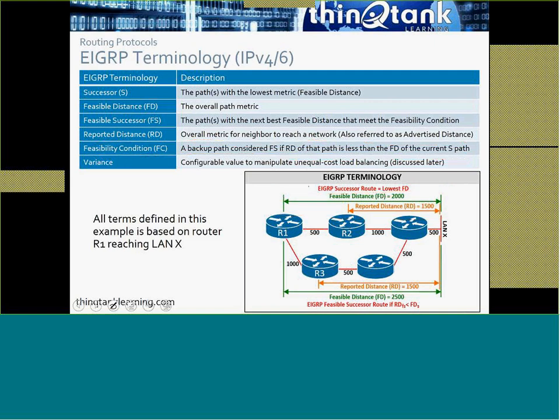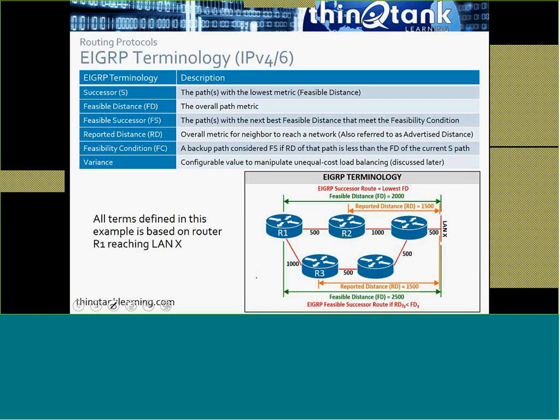In this case, the feasible distance of this path is 2,000. The feasible distance of this path is 2,500. Which path becomes the successor? Right, the top one, the one that has the lowest feasible distance. Just to be clear, that is really the only consideration when we're trying to pick our best path. All this other stuff we're talking about, feasible successor, reported distance, feasibility condition, has nothing to do with selecting the best path.